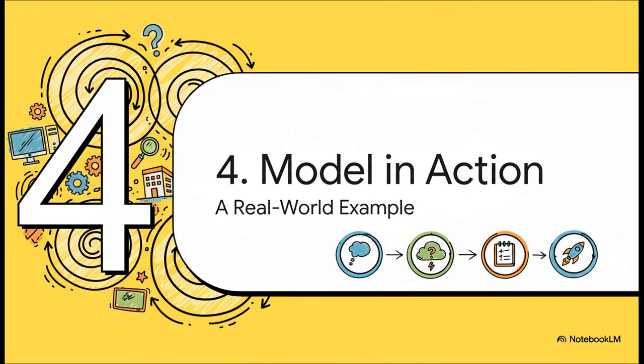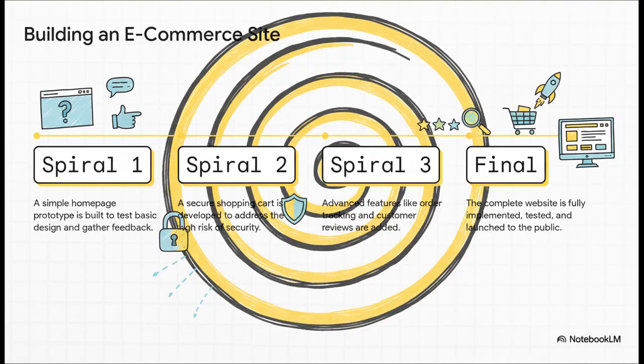Okay, so that's the theory, but what does this look like in the real world? Let's walk through a quick example to make it all feel a bit more concrete. Let's say we're building an e-commerce website. The very first spiral? It might just be a simple mock-up of the homepage, to test the basic look and feel. Then, the second spiral would tackle a huge risk, payment security. So you'd focus on building and testing a rock-solid secure shopping cart. Spiral 3 could add new features like customer reviews. And then the final loop would be all about full-scale testing and launching the site. See how each cycle adds more value and knocks out a major risk?